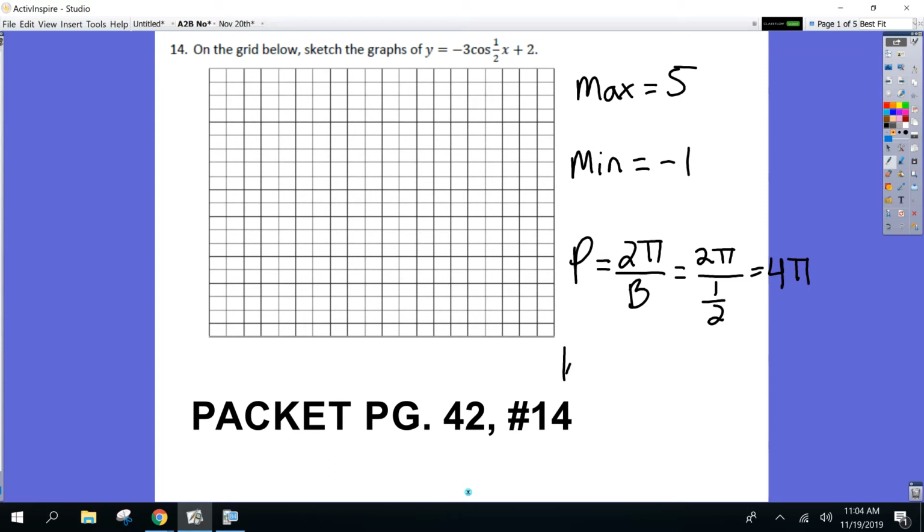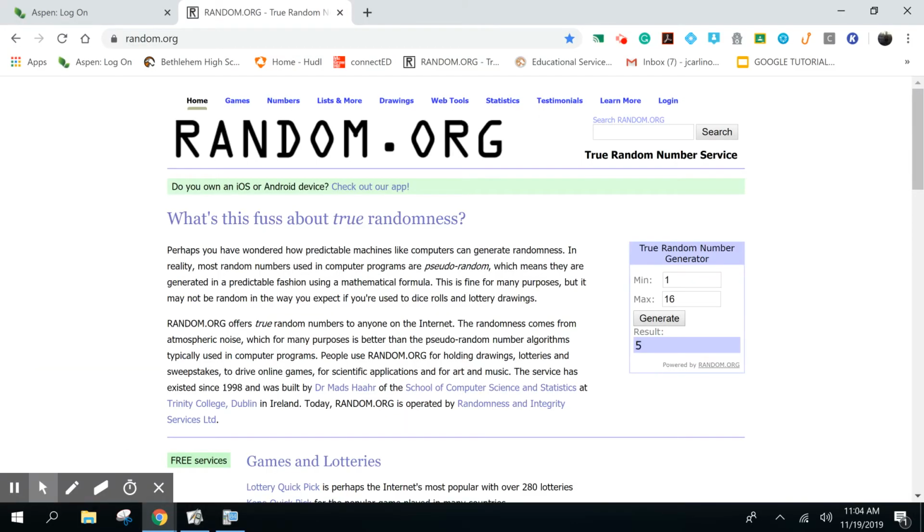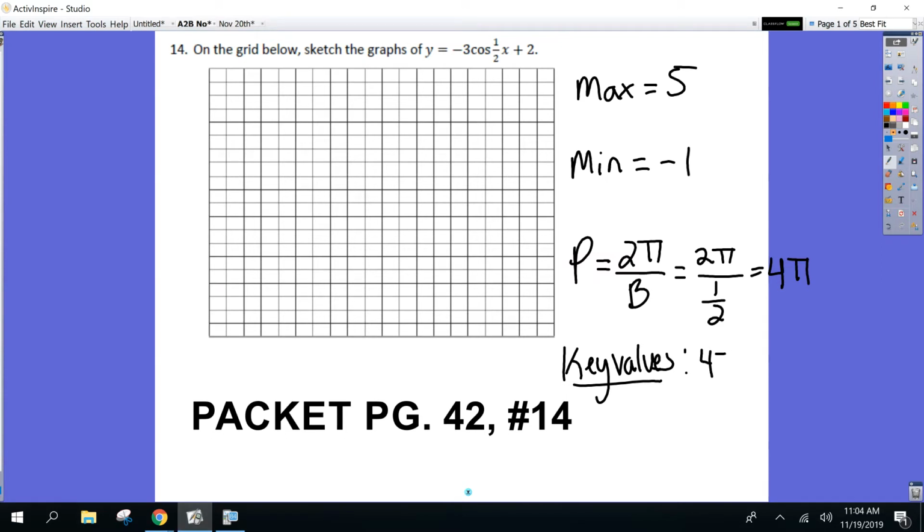All right, so what are we going to go by then? Key values. I'm going to take 4 pi and divide by 4. So pi is what I'm going by, and also the first tick mark. First one is pi, last one's 4 pi. You've got to find the 2 in between. Set up your x and y now if you have it.